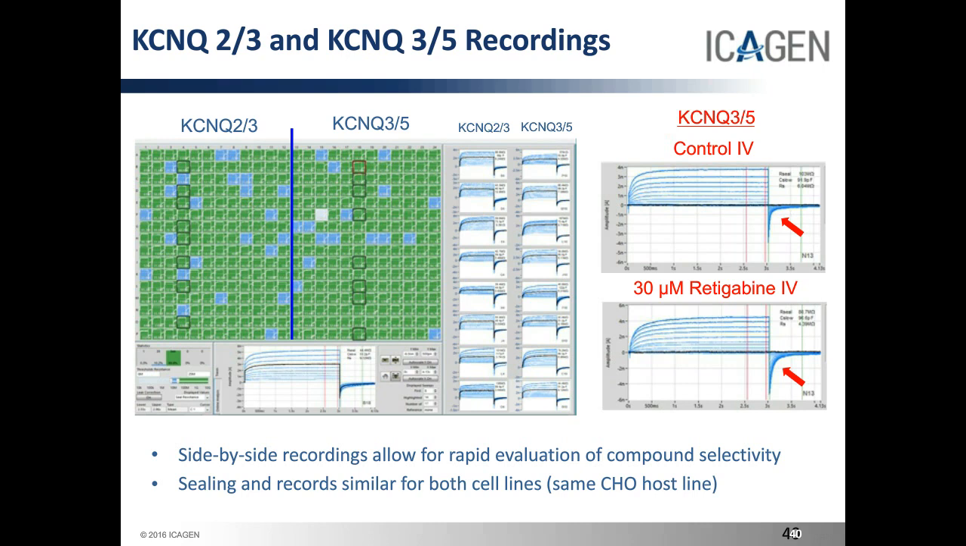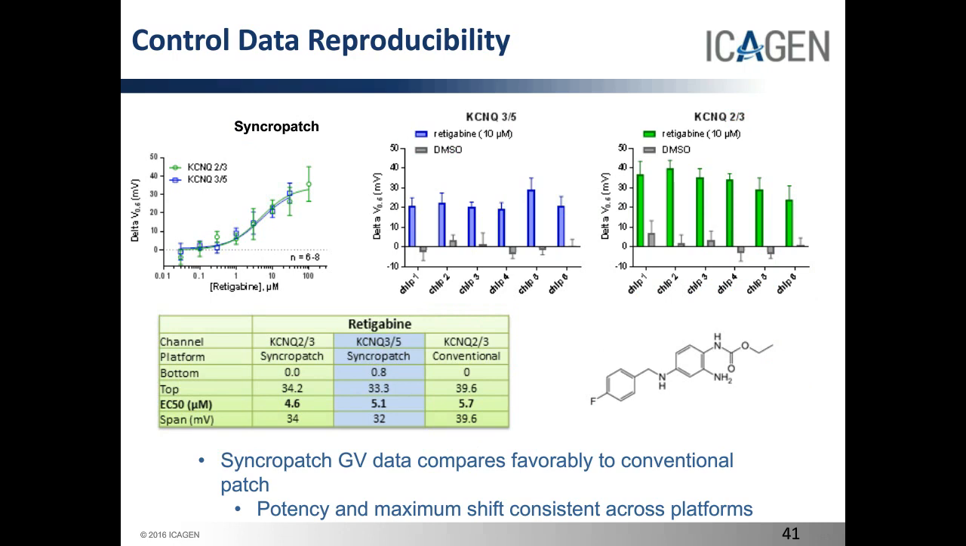To determine if that was true, we did the same analysis as we had done with our conventional patch recordings, and when we plotted out the delta V-half for activation versus the concentration of Reticle Beam applied to the cells, we find that Reticle Beam is equally effective against both Q2/3 and Q3/5, and that the magnitude of the effect is equal to what had been observed in conventional patch recordings. And in the table below, you can see the parameters that we observed from these experiments as compared to the conventional patch recordings. And the EC50s are right in line with what we had seen before from conventional patch.